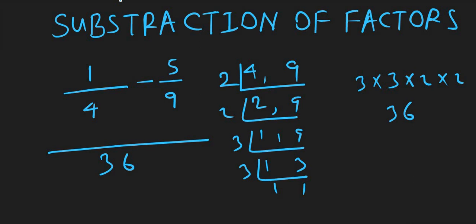36 divided by 4 is 9. 9 into 1 is 9. Minus 36 divided by 9 is 4. 4 into 5 is 20. Therefore, we get minus 11 over 36 as our answer.